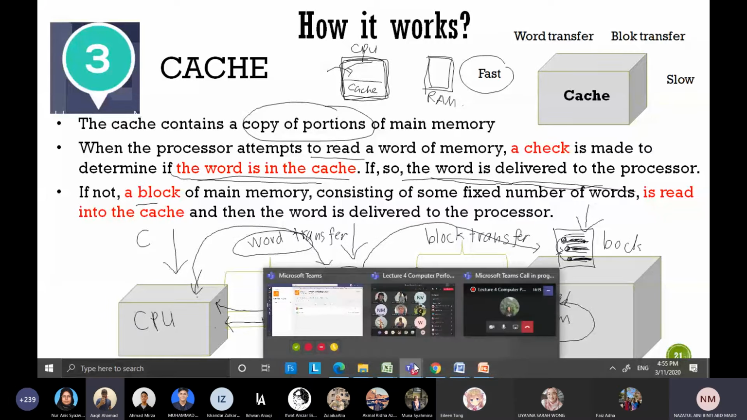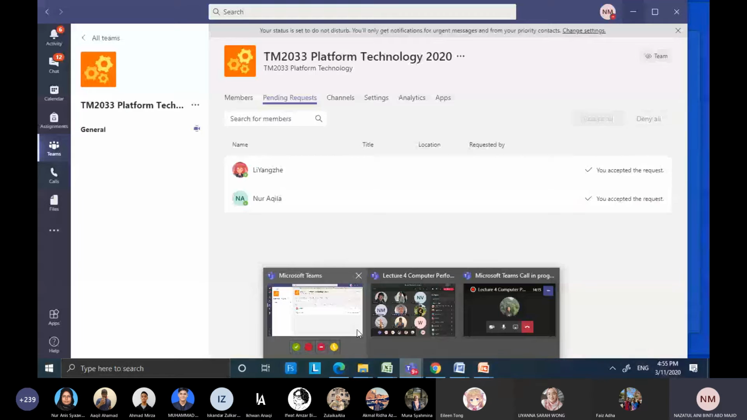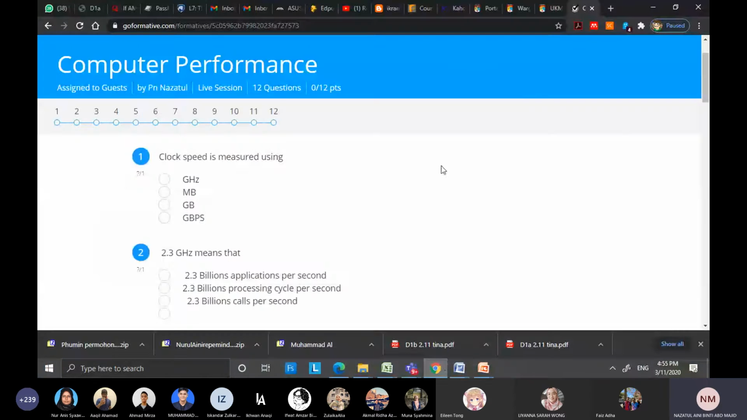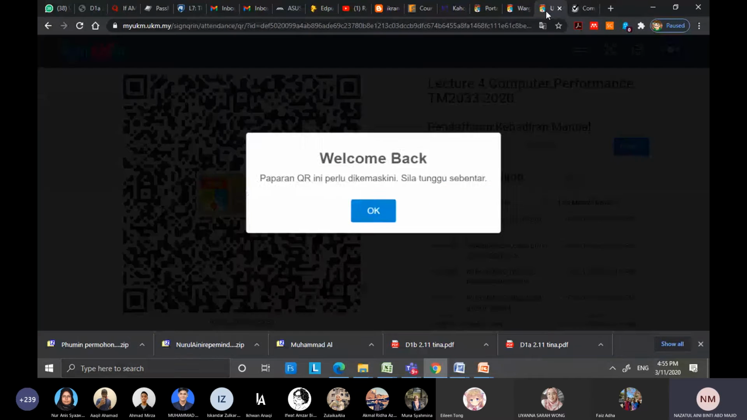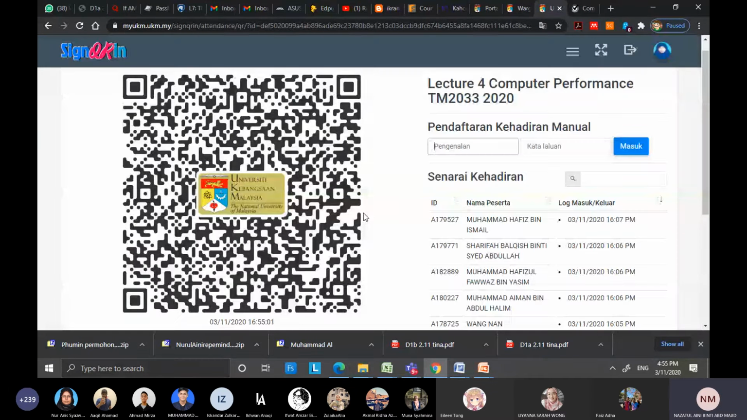Alright, so I share the screen again. Remember to do this if you already have the idea. For example, here clock speed is measured using... Only do the questions that we already have gone through. So okay, I leave it just now.